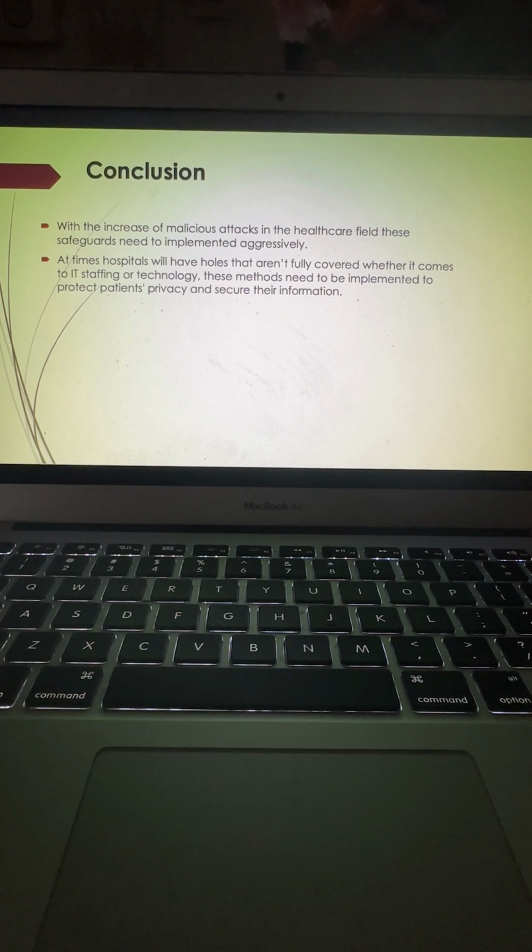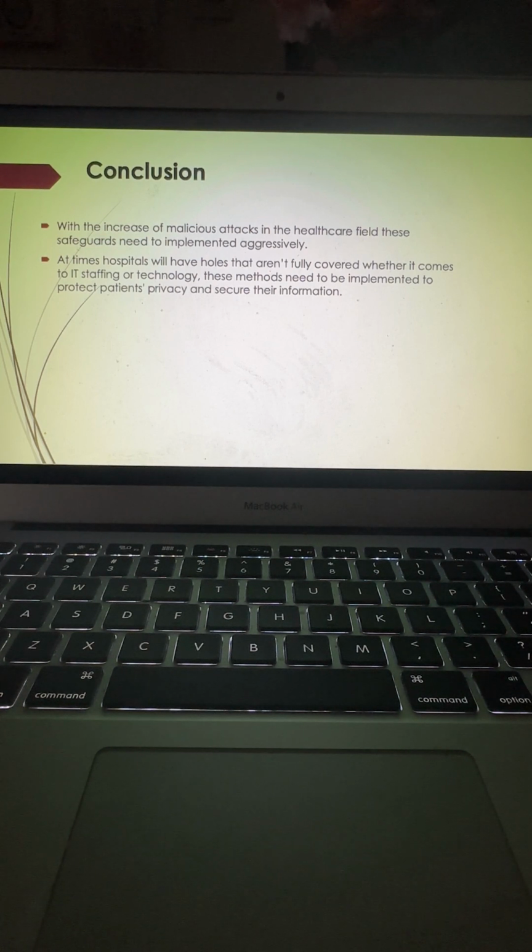When it comes to the holes that hospitals have, from knowing people that work in that field, you're going to have hospitals that are running on outdated technology, and hospitals that are short-staffed on the IT side. So I think the big thing is that when you're implementing these safeguards, you're really touching upon those rules. You're upgrading the software that's needed. You're patching. You're doing all those things. I think that's the best way of protecting patients' privacy and securing their information.